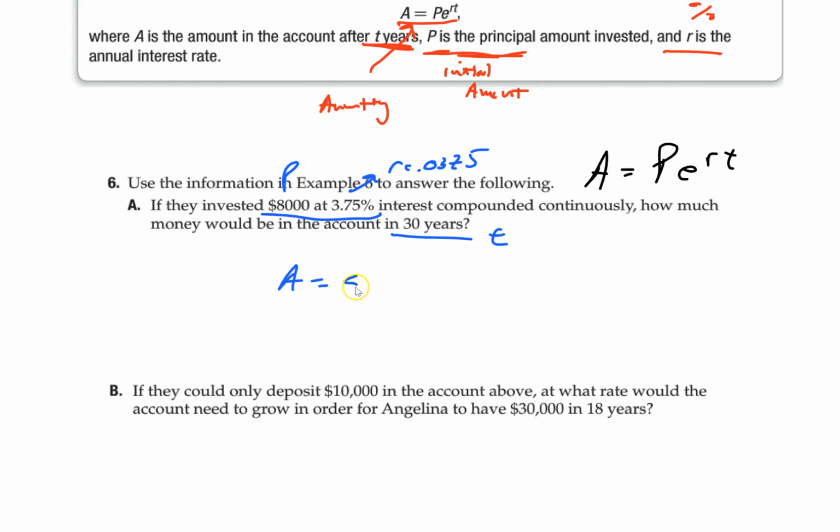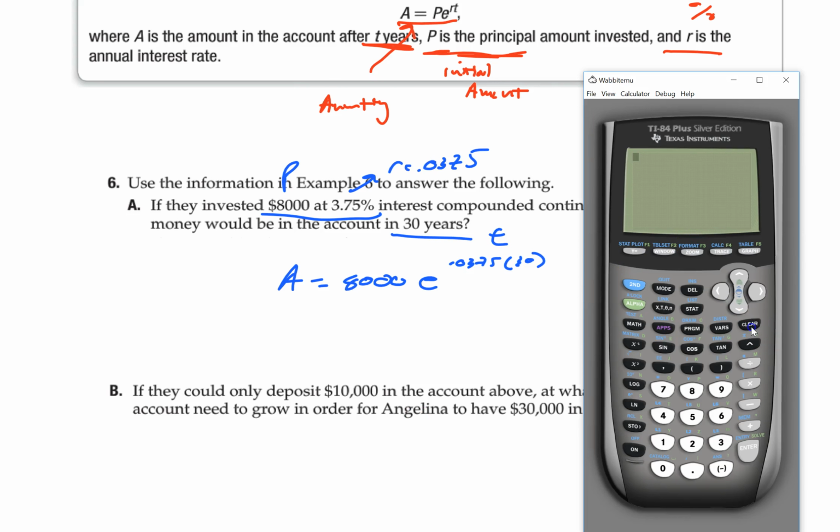If I deposit $8,000, e to the rt at 0.0375 times 30 years, how much money would I have at the end? So we're just going to plug this in. 8,000 e. So e's right here. It's under ln, which is a natural log, by the way. We didn't go over that, but sorry. e's right there in blue.